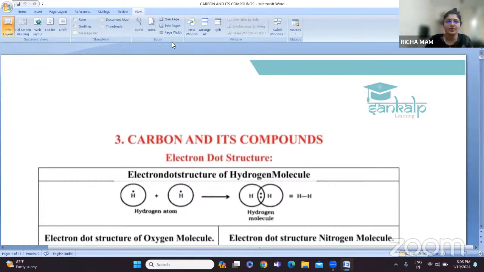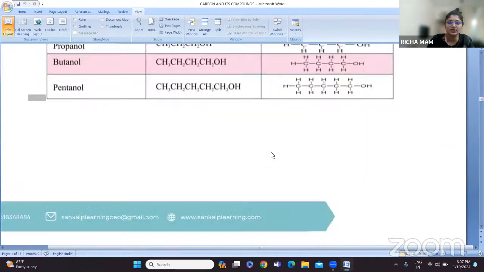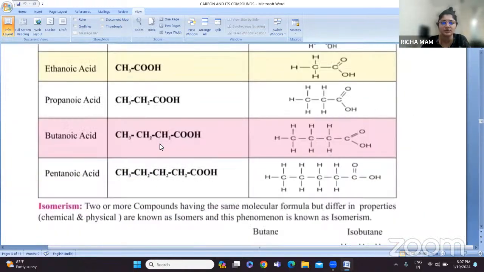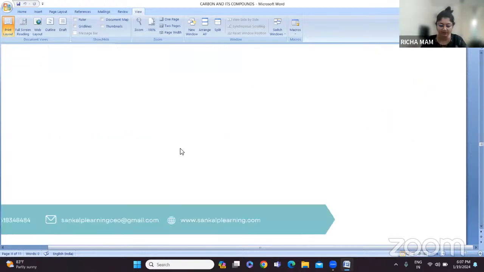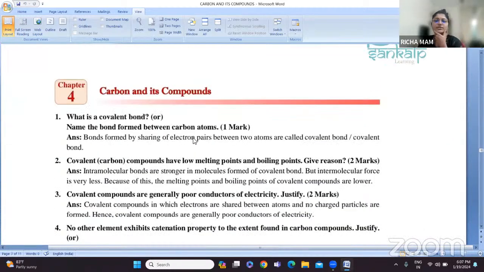So we are discussing the topic carbon and its compounds, right? We have seen all these things in our previous classes. We were discussing in the previous class, we started with the important questions and answers which are asked from this particular chapter. We will be continuing in today's session. These are the questions which we have covered in our previous class.